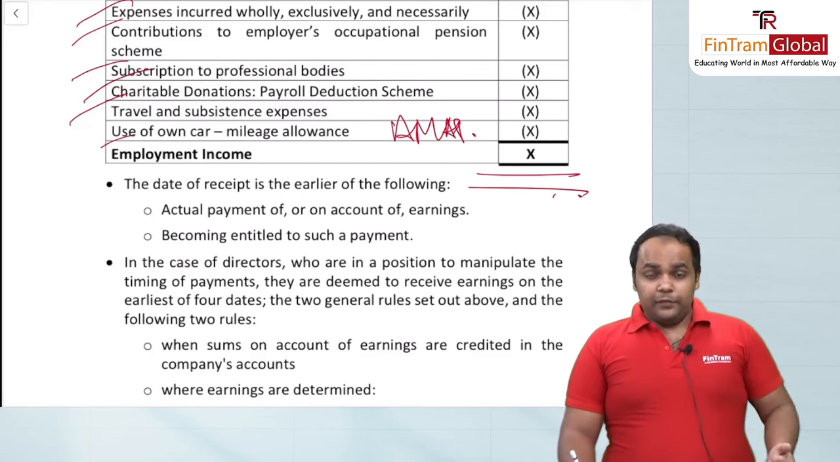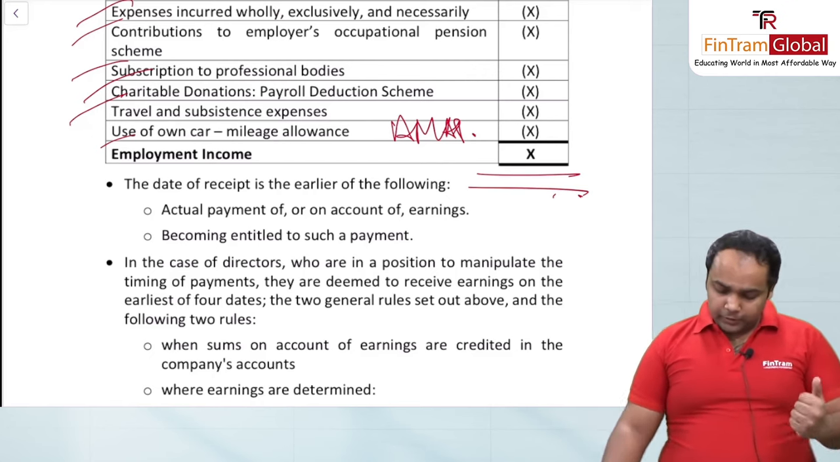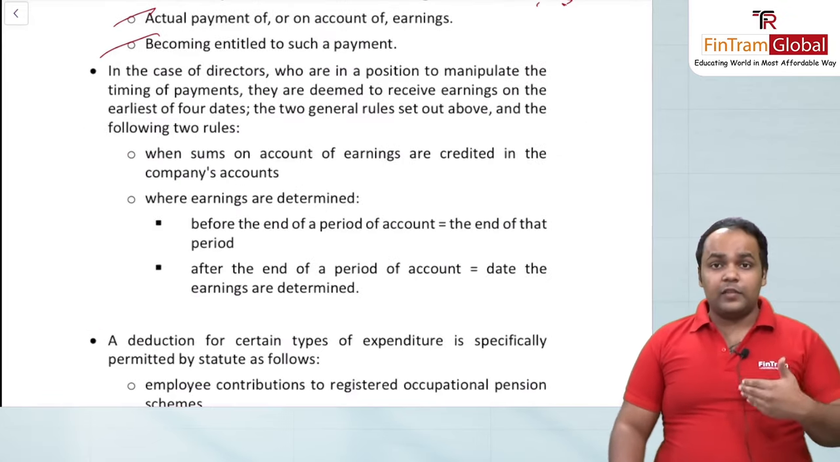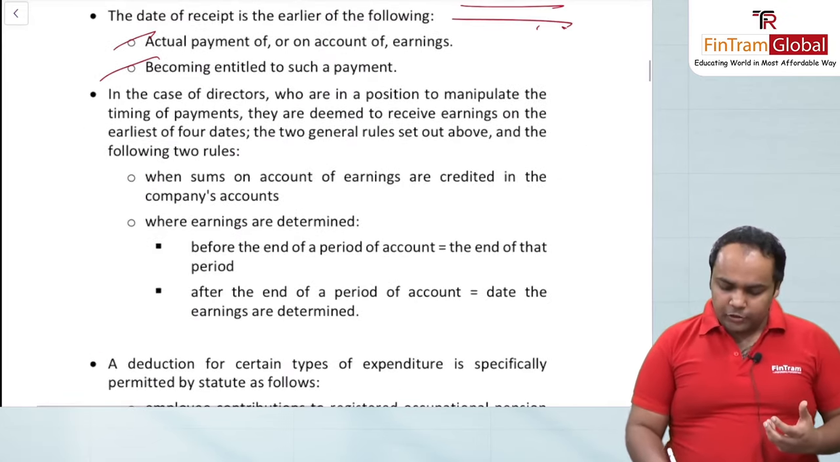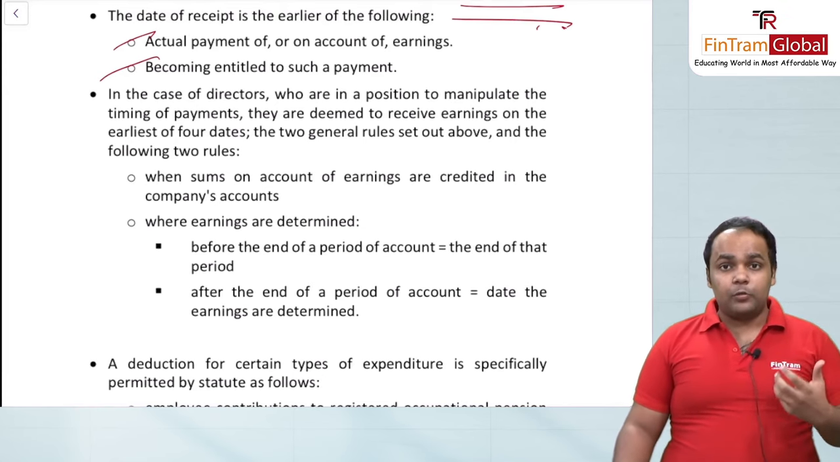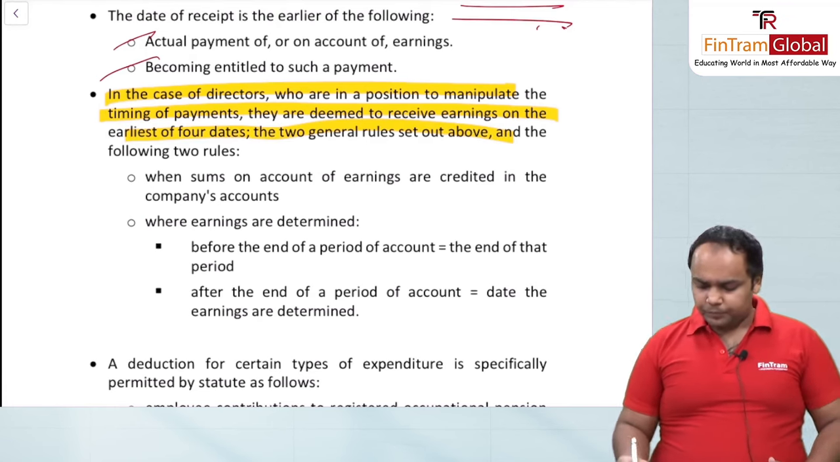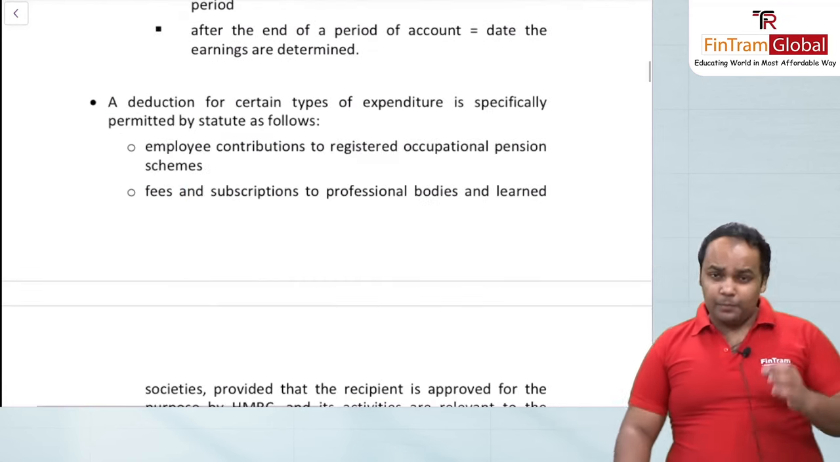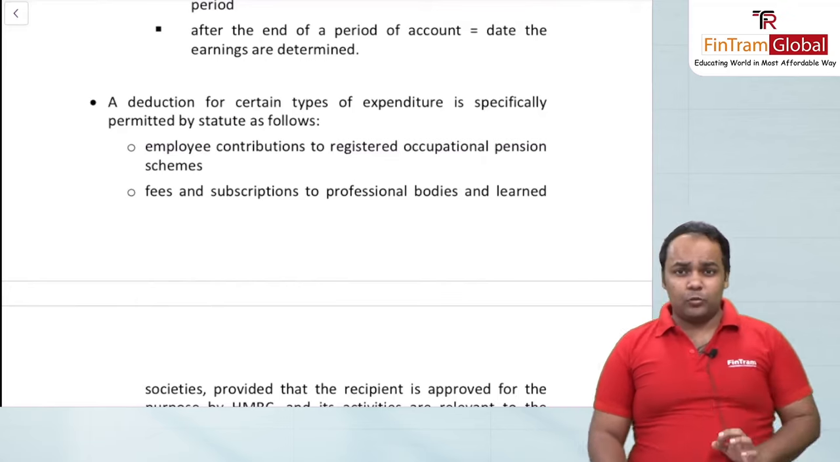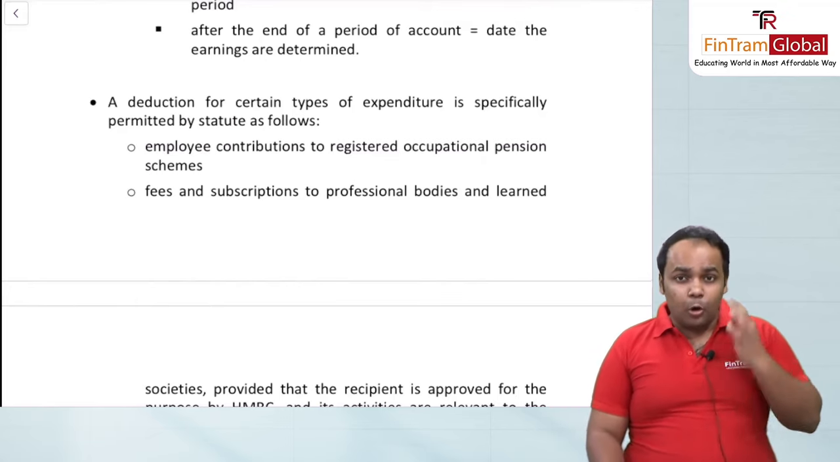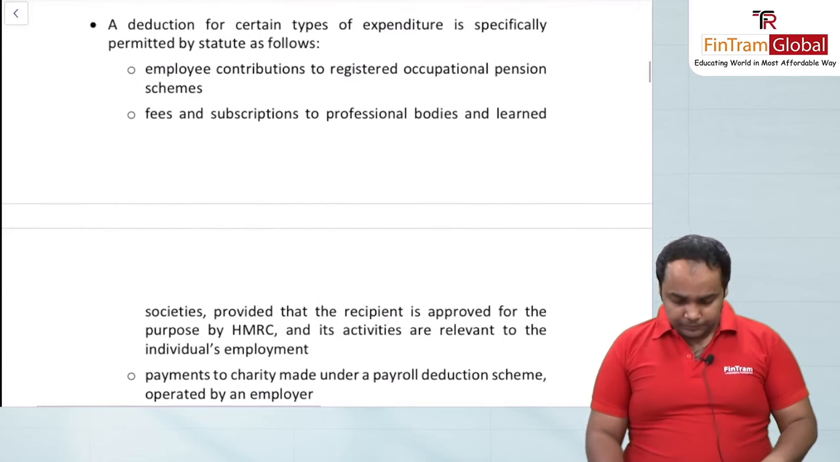Now, the date of receipt of employment income is the earlier of actual payment or becoming entitled to such a payment, but there are certain safeguards for directors who are actually able to determine the date of their payments, so manipulate them. So there are special rules for them. Please, please keep in mind these rules, because it might be tested to you in the form of an MCQ. All these rules are very, very important.